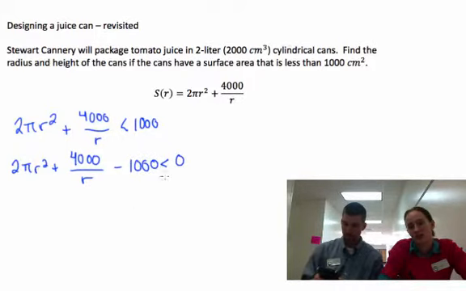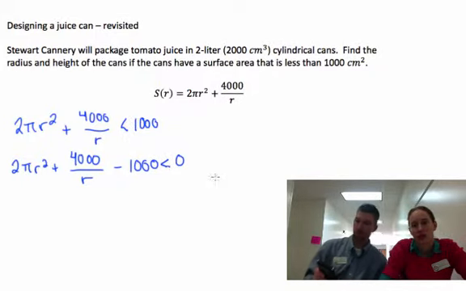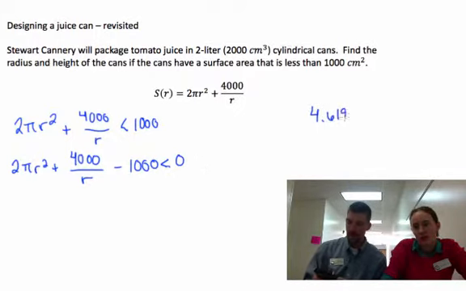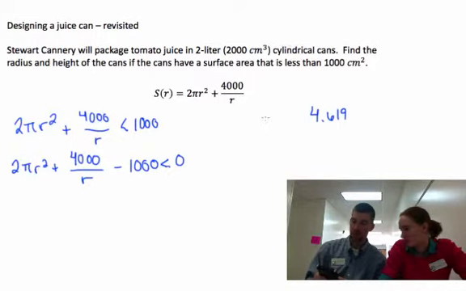Because we have a less than 0 situation, we can graph this and find the x-intercepts and then look at where the graph is below the x-axis. So one zero is 4.619, and again, we'll round to three decimal places.